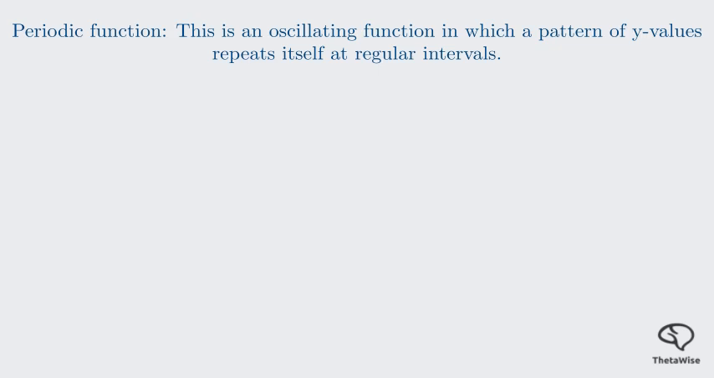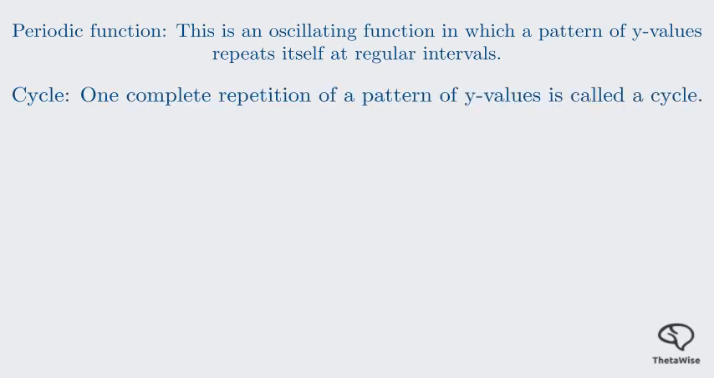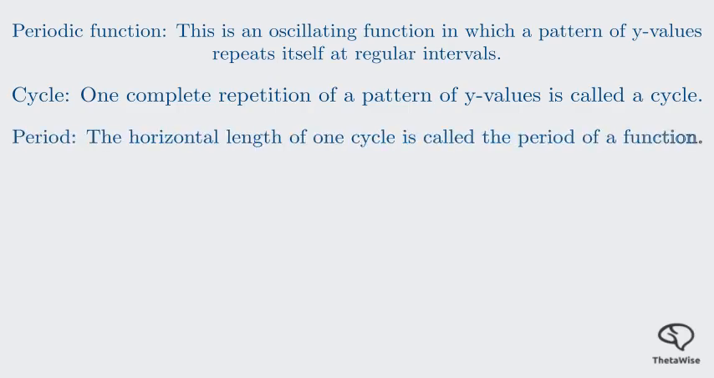Next, let's define a cycle. A cycle is one complete repetition of that repeating pattern of y values. Imagine taking a snapshot of one full wave. That snapshot would be one cycle. The length of a cycle is called the period. The period is the horizontal length of one cycle. If we say a graph has a period of 360 degrees, it means one full wave repeats every 360 degrees along the x-axis. We will see how these concepts apply as we look at the specific sine, cosine, and tangent graphs. Let's begin with the sine graph, the foundation for many of our explorations.